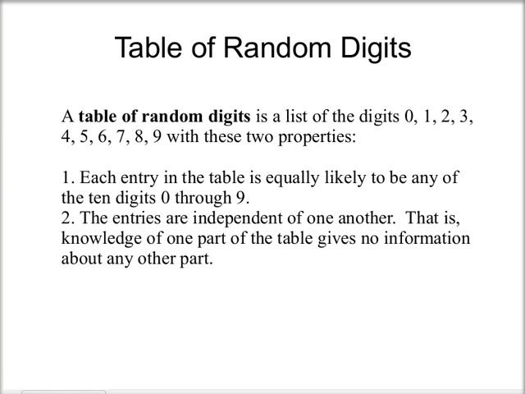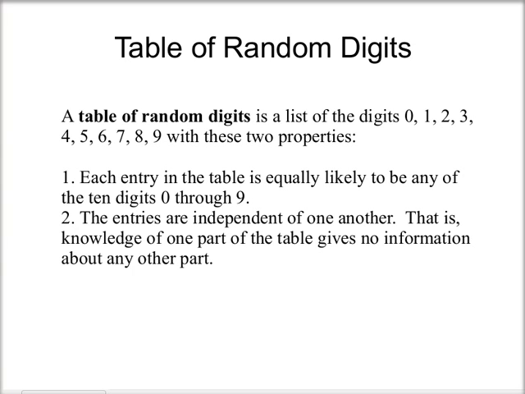And the way that we're going to choose our random samples is using a table of random digits. This is one way, but in practice for really big samples, computers are actually used to choose a random sample. So what is a table of random digits? Well, it's a list of the digits from 0 through 9 with these 2 properties. First, each entry in the table is equally likely to be any of the 10 digits from 0 through 9. And second, the entries are independent of one another, so knowledge of one part of the table gives no information about any other part.